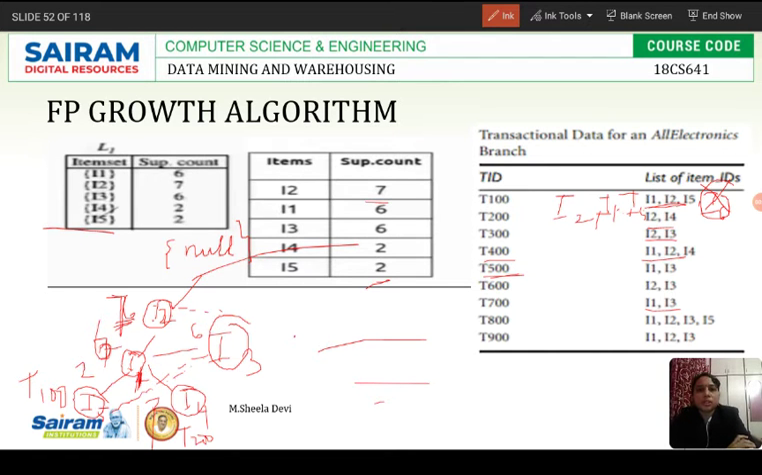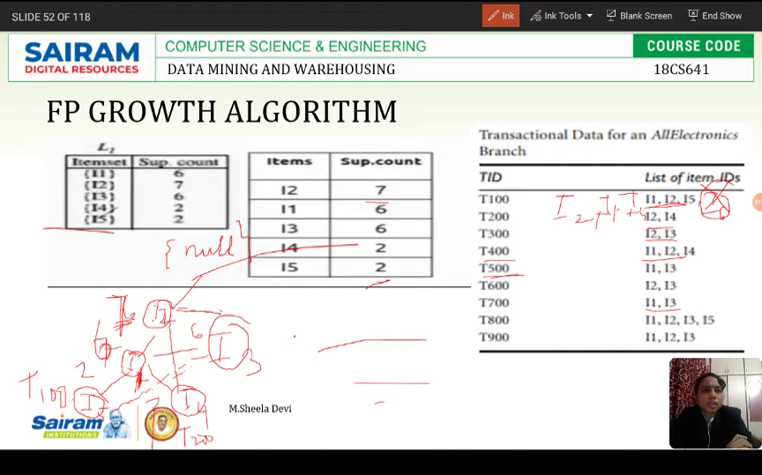Then according to the second transaction, I2, I4, I2 is connected to I4. The third transaction is I2, I3, so I am connecting I2 to I3. The fourth transaction is I1, I2, I4. According to this, I2, I1 and I4 is already there, so it's already connected.